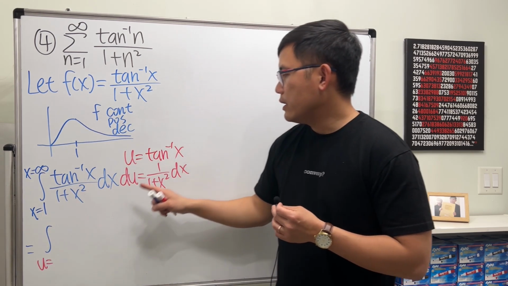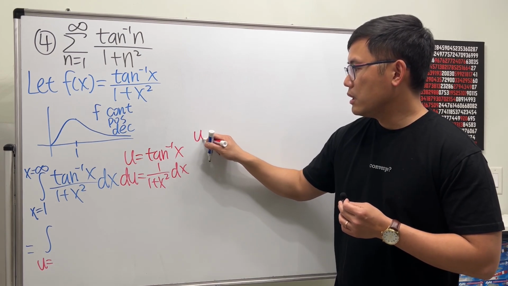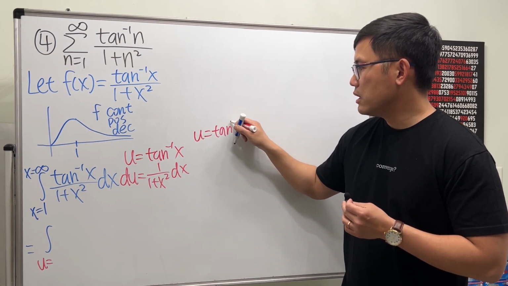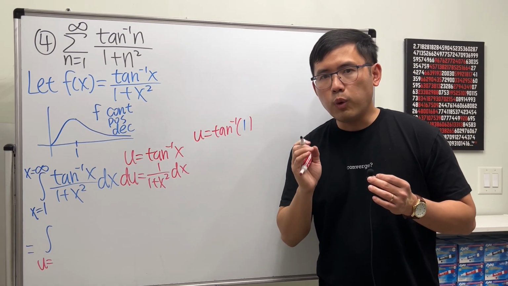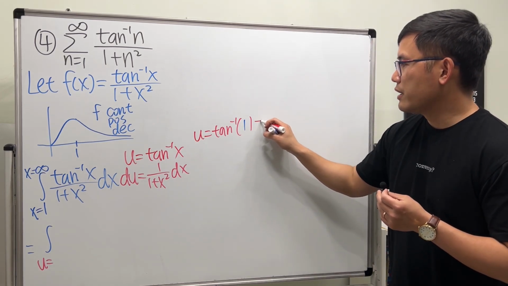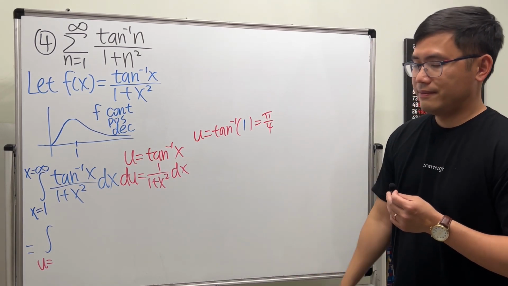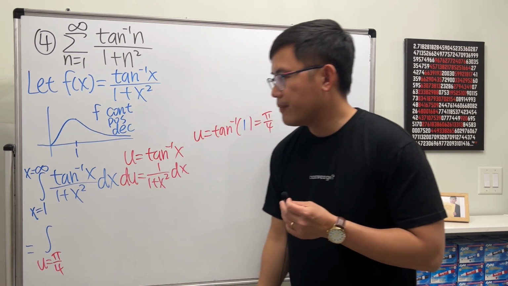When x is 1, if we put it here, u will be what? u will be inverse tangent of 1. So tangent of what angle will give you 1? The answer for that is pi over 4. So this right here, we get pi over 4. So u starts at pi over 4.